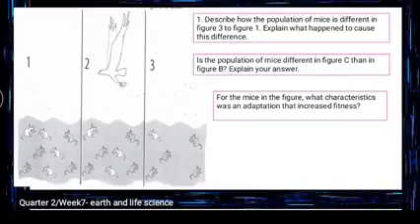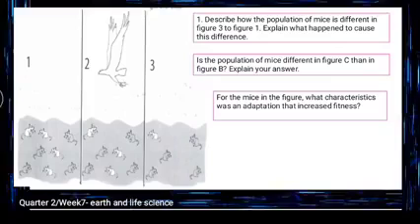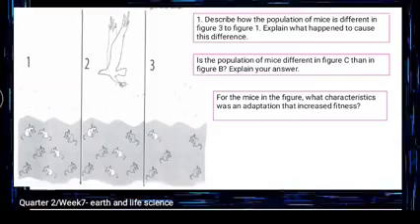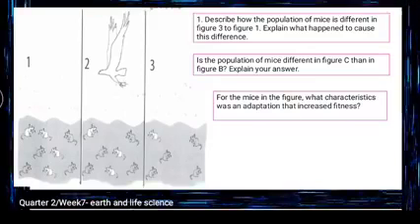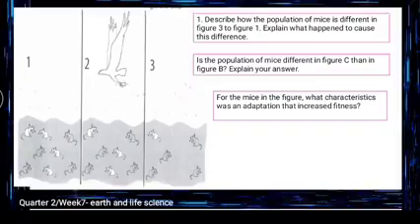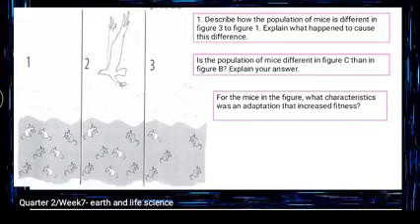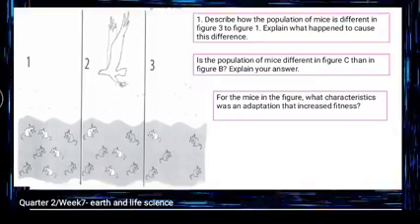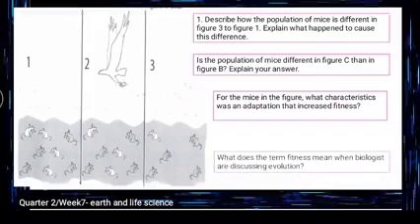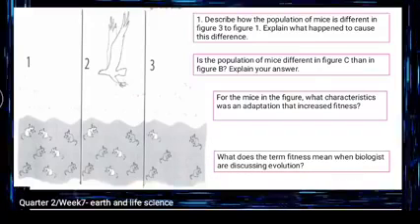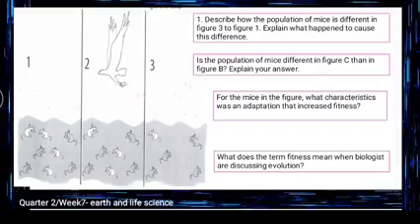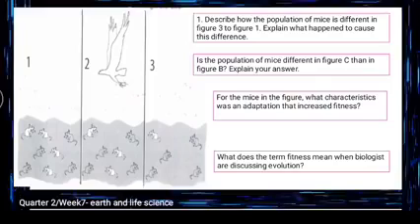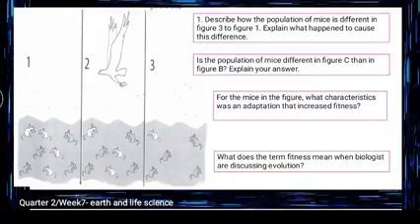Why? Camouflage is what allowed the gray mice to blend in with their environment and increase their fitness, in the sense that because of their color, the bird cannot easily find or see them. That's why the bird only eats the white mice, which are easily seen. Next, what does the term fitness mean when biologists are discussing evolution? We have different explanations or definitions when we talk about fitness.